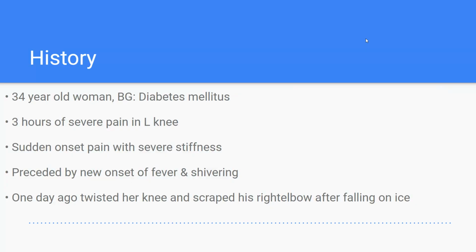Case 1. So we have the 34-year-old woman. She has a background. So you ask her a bit more questions. She tells you she has diabetes. She's been having a 3-hour episode of severe pain in her left knee. It was quite sudden onset and had very severe stiffness. She now has fever and she's shivering, you notice. You ask her a couple more questions, and she tells you that one day ago she twisted her knee and scraped her right elbow after falling onto ice.